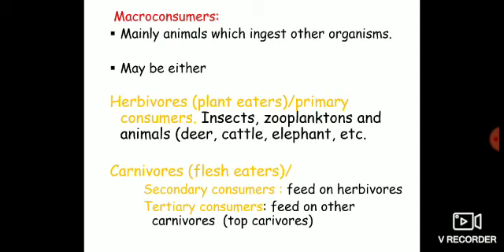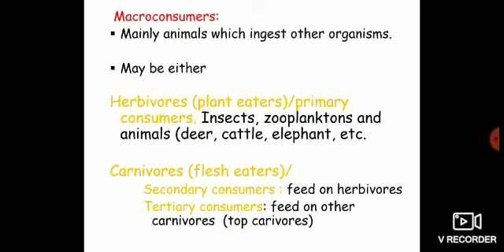First of all, macro consumers. Those heterotrophic organisms which consume large mass of the producers, that means they have a large size, are known as macro consumers, and it includes mainly animals which ingest other organisms. They may be either herbivores, which are also known as plant eaters, or primary consumers. Okay, I will repeat.